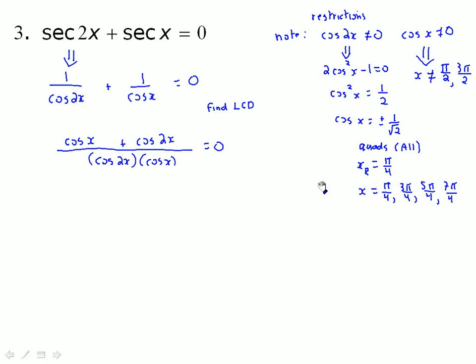So really what we're saying then is x cannot be any of those. So there's 6 numbers that are on the restricted list, and if x turns out to be any of those, we have to reject them. And now let's get on to the question. To set this one equal to 0, to solve for it, we care about the numerator. So really the question is cos x plus cos 2x is equal to 0.